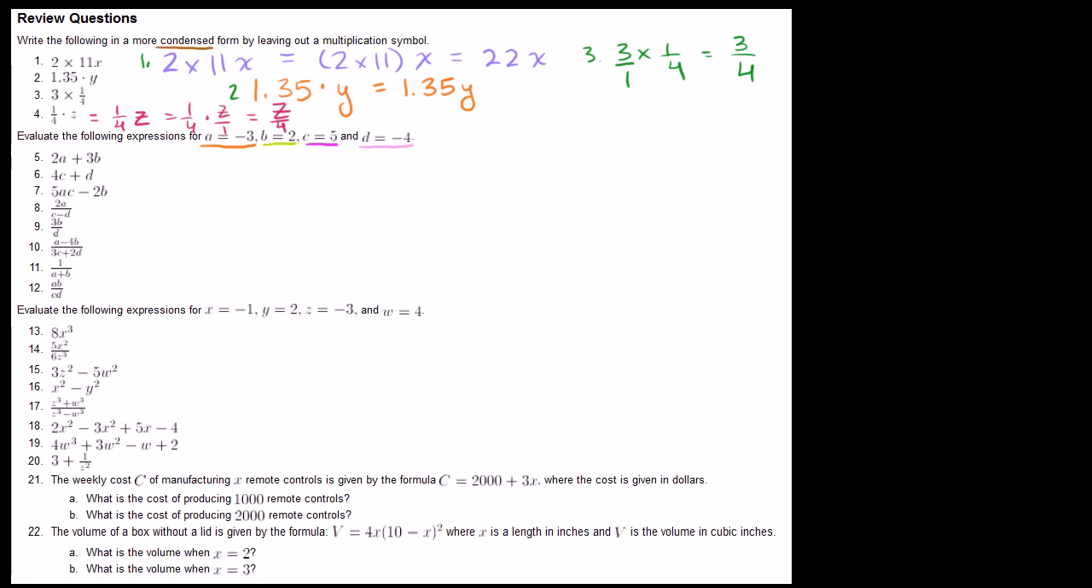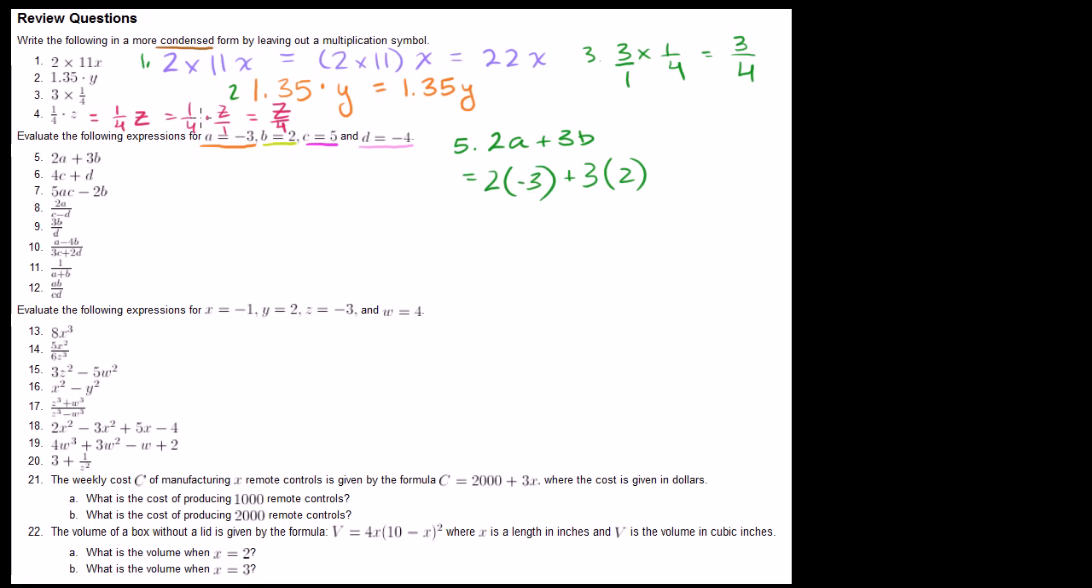And I'll do a couple of these. I won't do all of them, just for the sake of time. So let's say problem number 5. They gave us 2 times a plus 3 times b. Well, this is the same thing as 2 times, instead of an a, we know that a is going to be equal to -3. So 2 times -3 plus 3 times b. What's b? They're telling us that b is equal to 2. So 3 times 2.